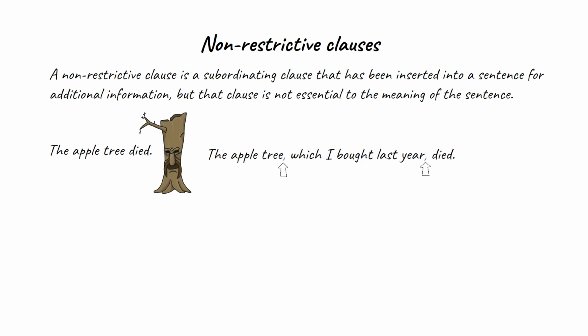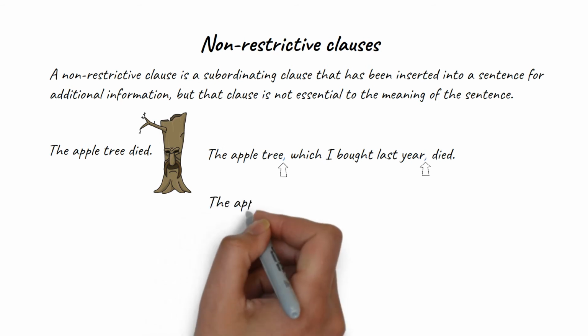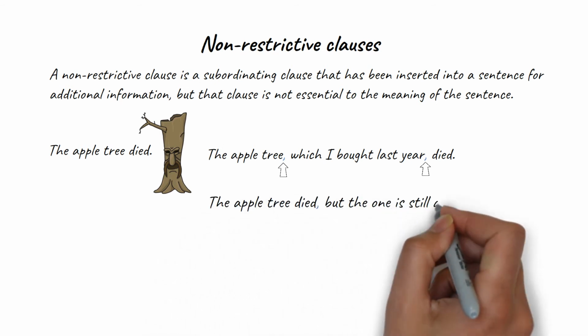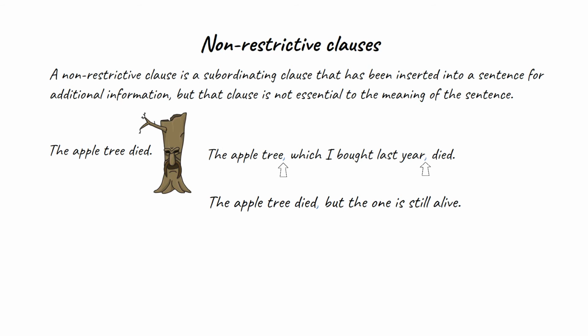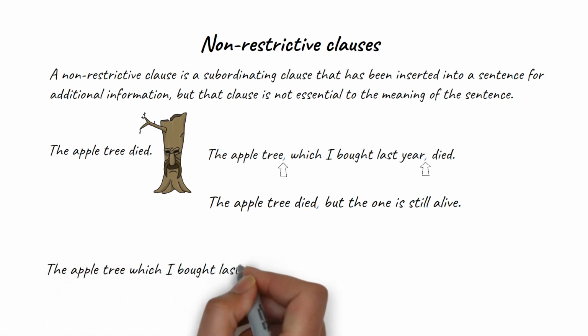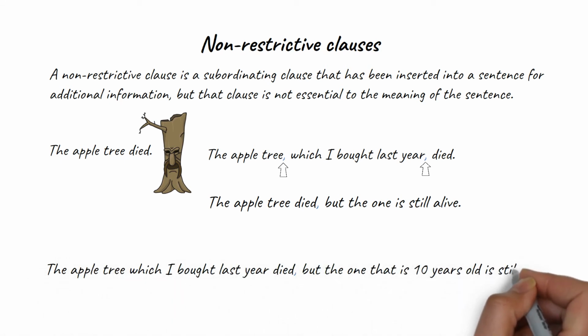When is additional information essential to the meaning of a sentence? Consider the following example. The apple tree died, but the one is still alive. This sentence does not make sense. I need additional information for it to be meaningful. The apple tree which I bought last year died, but the one that is 10 years old is still alive.